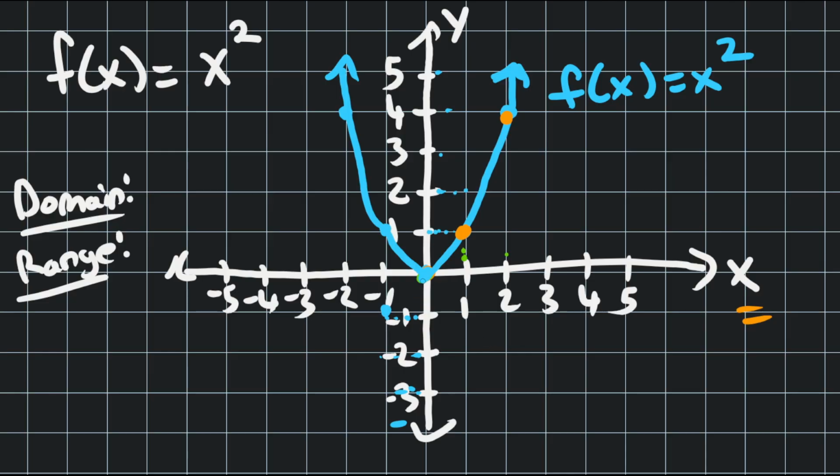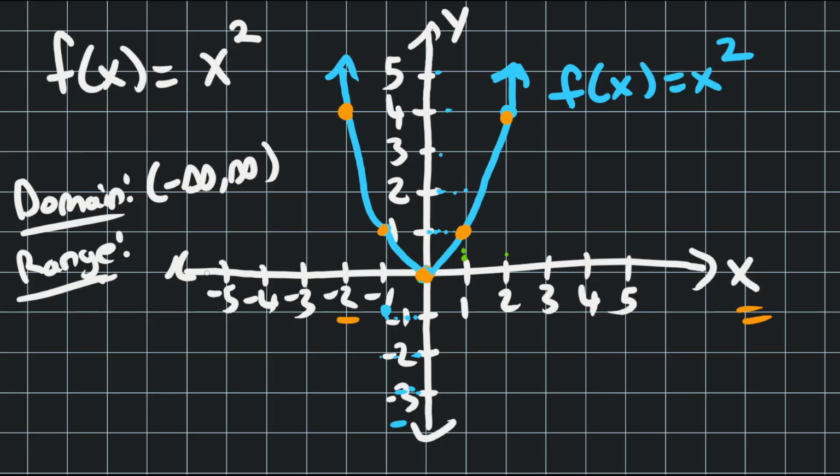X can also be 0, because there's a spot for it right there. And x can be any negative number, because if you look at -2, it lands right there. -1, it lands right there. So x can be any real number. So the domain is any real number, -infinity to +infinity.